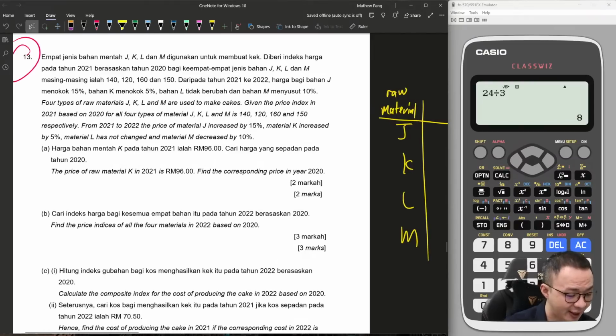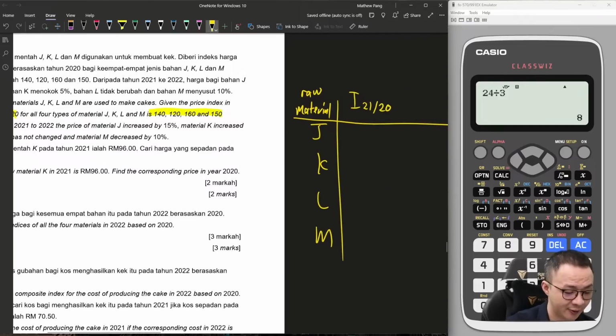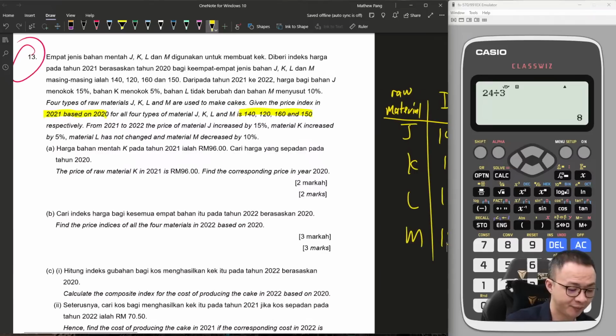Okay, then over here we have 4 index numbers. The index number is based on which year? 2021 based on 2020 is this one. So I will write the index number for 2021 based on 20, isn't it? So I copy down 140, 120, 160, 150. Okay, then from 2021 to 2022, this is the index number 2022 based on 2021.